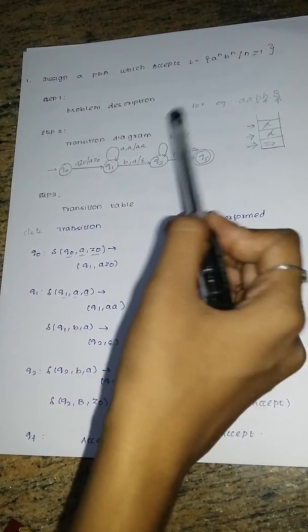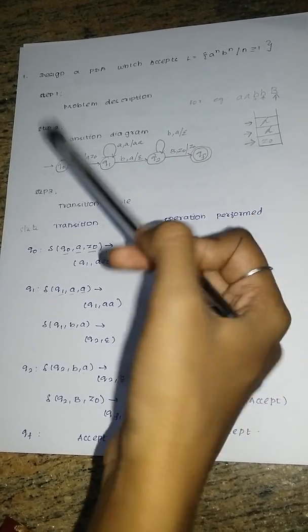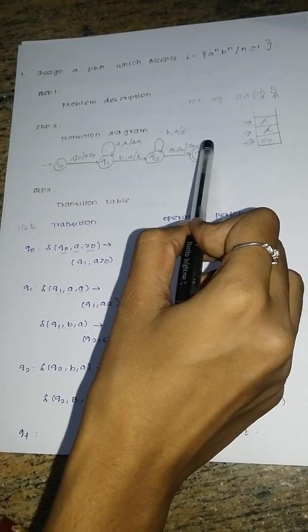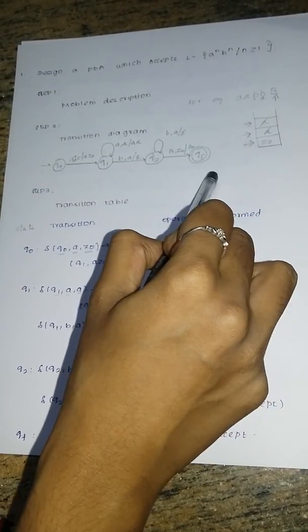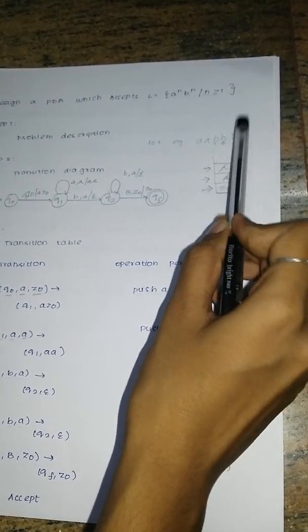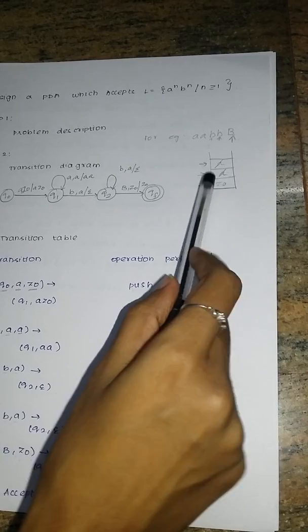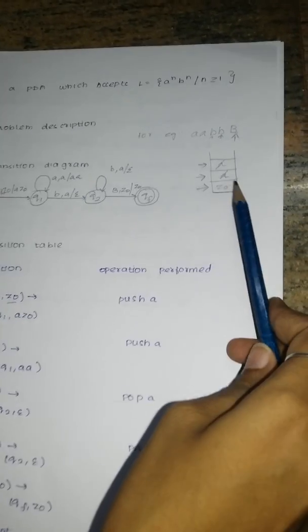Then when the input reaches a blank and Z0 is the top of the stack, it reaches a final state. Then the string is said to be a valid string. For example, we take a string AABB followed by a blank. Initially, Z0 is the top of the stack.